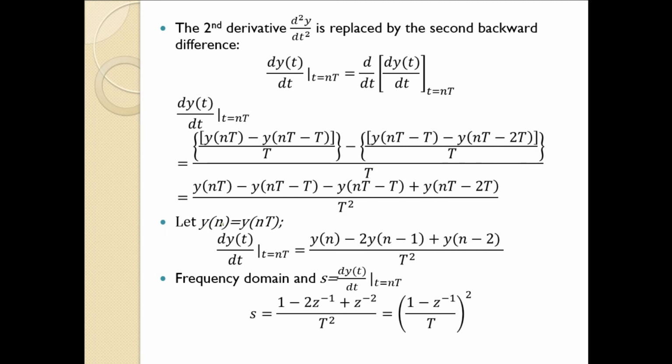Now we let our y(n) equal to y(nT). dy over dt, so our t is equal to nT, and y(n) minus 2y(n minus 1) plus y(n minus 2), divided by T square. So it's very easy. We make it into z transform again. So we will get s squared equals 1 minus 2z to the power of minus 1, plus z to the power of minus 2, divided by T square, because n minus 1 is z to the power of minus 1 and n minus 2 is z to the power of minus 2. This whole thing we can simplify: below is T square, and above is 1 minus z to the power of minus 1, squared. So 1 minus z to the power of minus 1, multiplied with 1 minus z to the power of minus 1, you will get back this equation. So we simplify it like this.